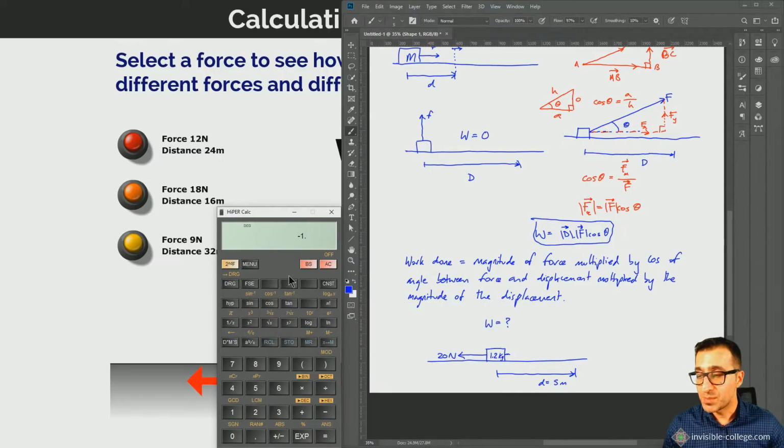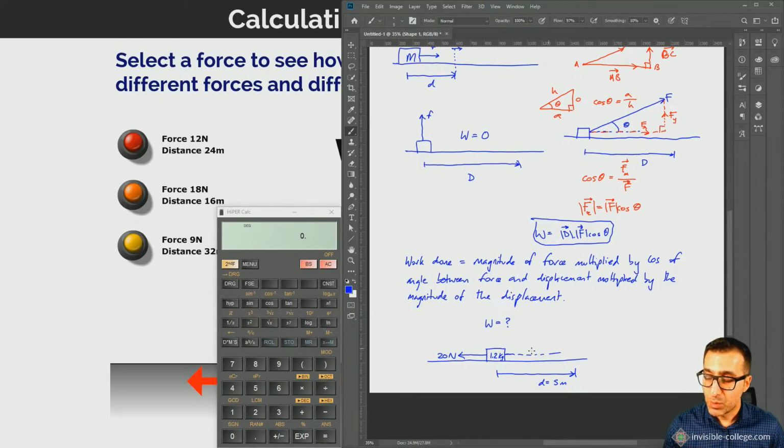-1. Now, what this means is that the magnitude of the force F is 20 newtons. The cosine of theta is -1, so you now have -20 newtons, and you're multiplying it by a displacement of positive 5 meters. So if you have -20 multiplied by positive 5, you get -100. So the total amount of work being done by this force, the magnitude of that is 100 joules, but it is at -100 joules. So what does this mean? We've just calculated a negative work.